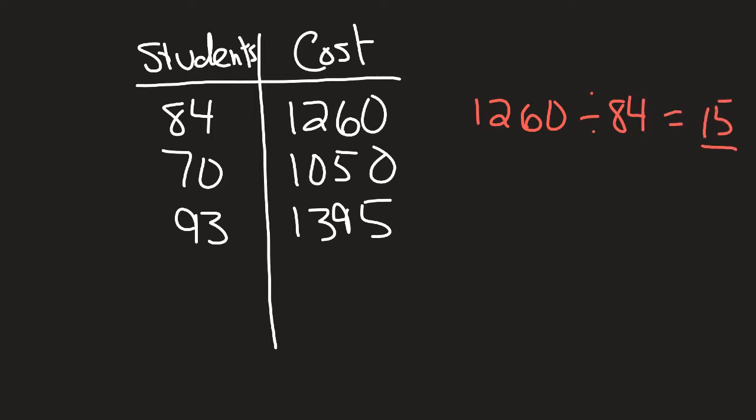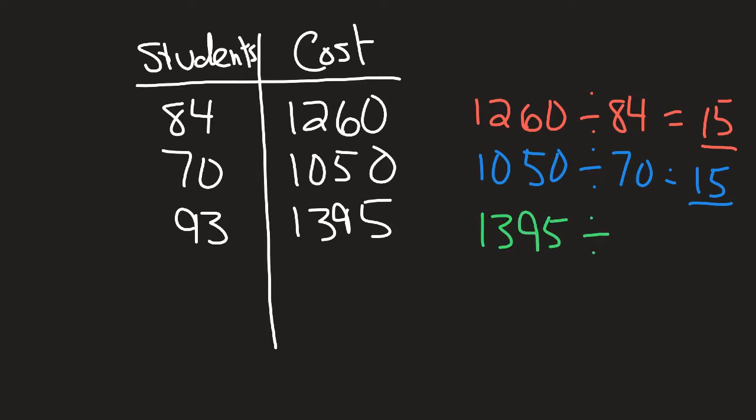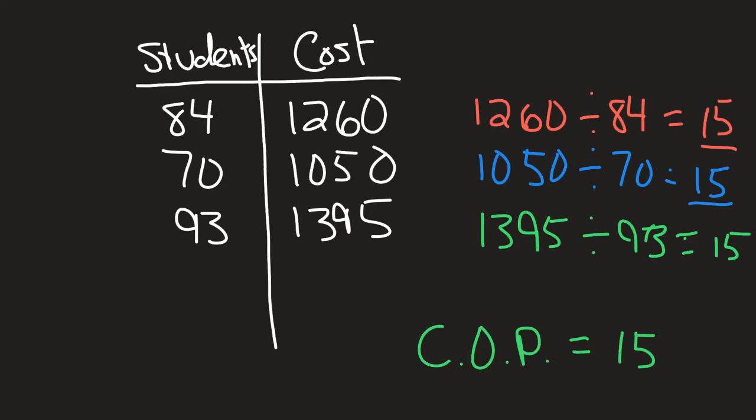So that's what it was the first year. Let's see if it's the same thing the next year. 1,050 divided by 70. Hey, that equals 15 as well. Let's just check the last one. 1,395 divided by 93, and that equals 15. So it looks like your constant of proportionality is 15. So the answer is yes, it is proportional.